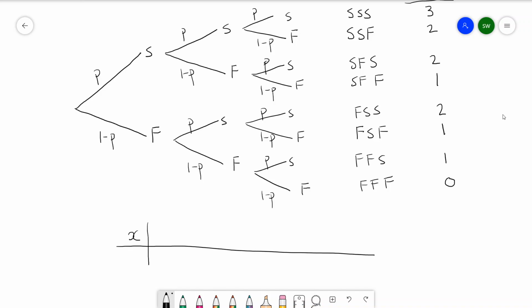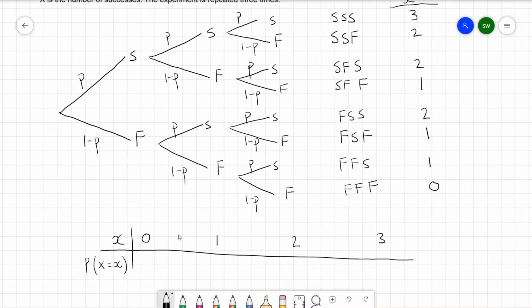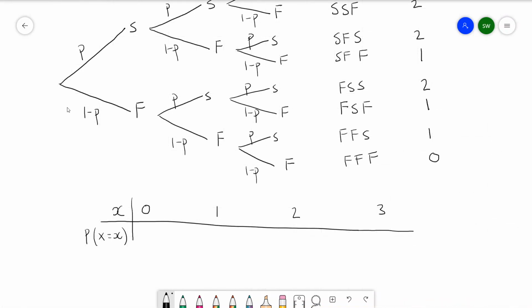So in our probability distribution table we're going to have 0, 1, 2 or 3 successes. And we want what's the probability of having each of these successes. So having 0 successes is really easy because we've got 3 trials, and if we have no successes, that means we're going to go down the failure branch 3 times. So that's going to be 1 minus P times 1 minus P times 1 minus P, which is 1 minus P cubed. Okay, so that's really simple.